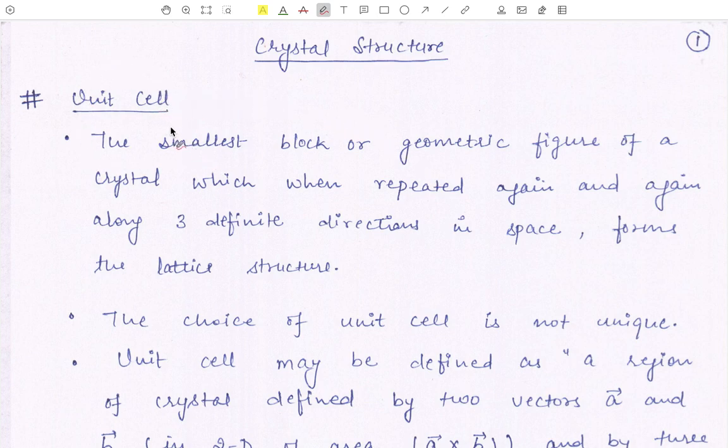Now the unit cell, it is the smallest block or the geometric figure of a crystal which when repeated again and again along the three definite directions in space forms the complete lattice structure. That means the unit cell is the smallest element of a crystal structure that when repeated in all the directions can generate the complete lattice structure.